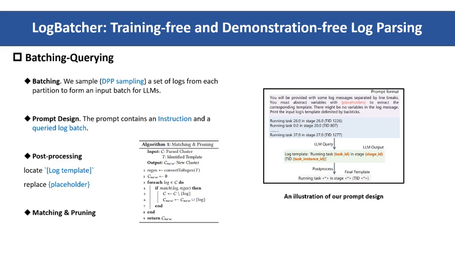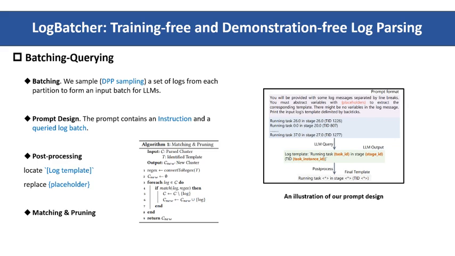A common in-context learning paradigm consists of three parts: instruction, demonstration, and query. Since our method is demonstration-free, our prompt consists only of an instruction and a queried log batch. The output from a large language model may contain redundant information beyond the desired template, so we need a post-process step to locate the template and replace the variables with placeholders more accurately.